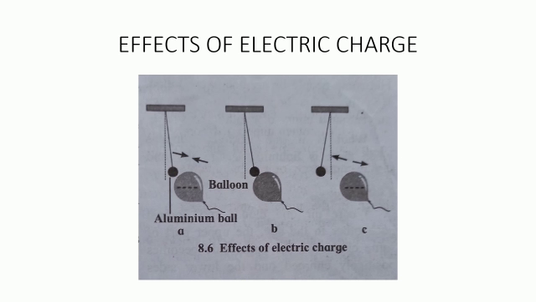As shown in figure B, on touching, both the objects become similarly charged. When the aluminium ball and balloon are brought together or when they touch each other, the negatively charged balloon transfers its negative charges to the aluminium ball and the aluminium ball also becomes negatively charged. That is, both the objects become similarly charged. As seen in figure C, the like charges repel each other.